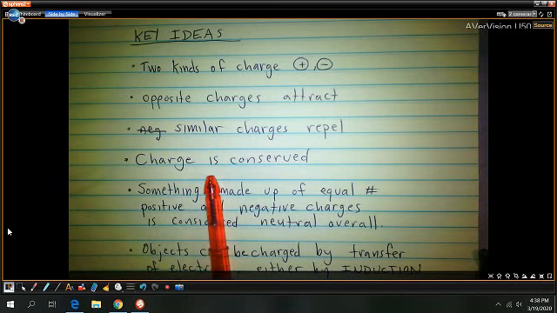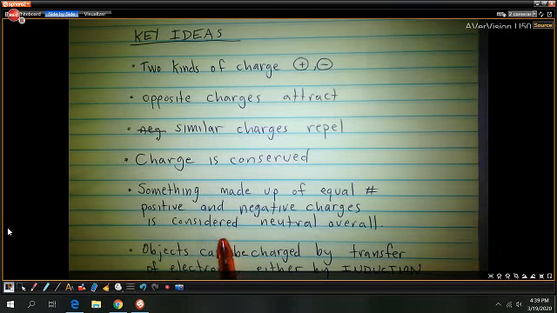Charge is conserved. Remember when we talked about energy, we said energy is a conserved quantity. You can't create it or destroy it. Same with charge. You cannot create or destroy charge. Whatever is in the universe is in the universe. We can move it around just like energy, right? I can move electrons around, and I want you to get used to that idea. But we can't just create charge out of nowhere. Something that is made up of equal numbers of positive and negative charges is considered overall neutral, right?